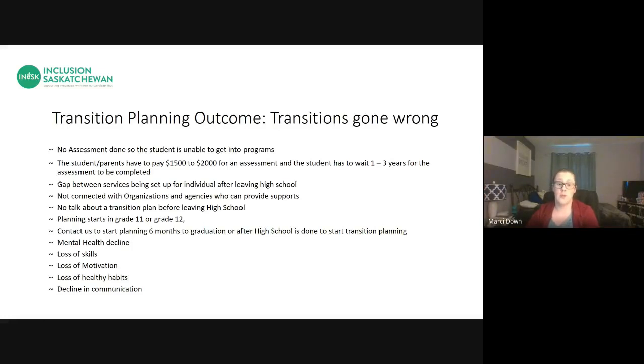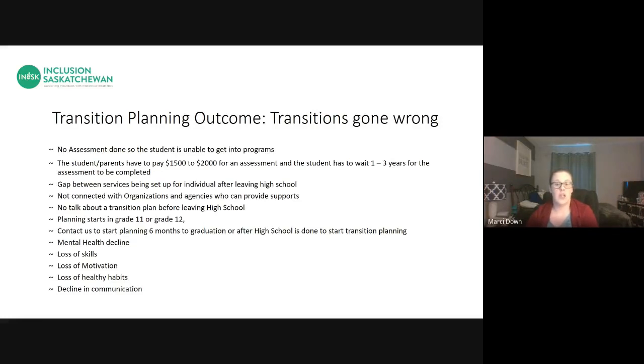The other thing is that once you leave high school, it is your responsibility to pay for it. We've seen parents pay $1,500 to $2,000 for that psychoeducational assessment. It's quite hefty, but it's important, right? You can't get the supports and services you need without it. So that's why we highly push for it to be done in the school system. We don't want you to have to pay that much money, and that's a long period of time to wait. And you have 4 years to do the assessment too, so that's a long time to have that assessment done.